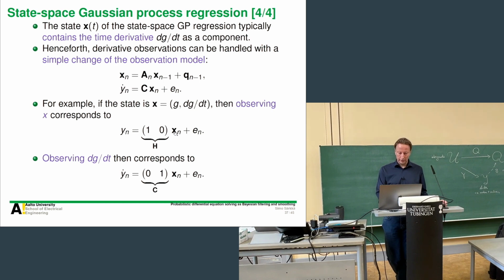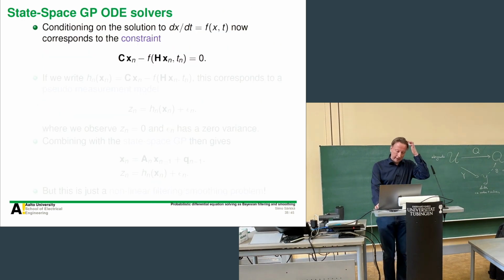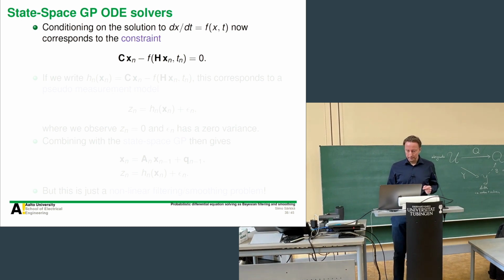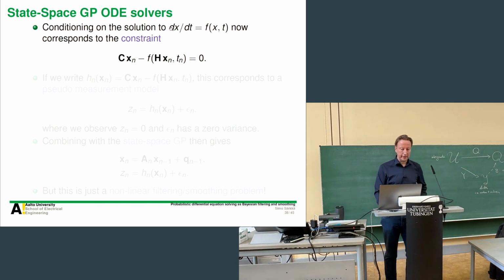Now recall that I'm going to use H for the measurement of the GP itself and then C for the other one. Then what we have is our constraint which we were starting from, which is that the derivative with respect to time should be equal to f of x, t, and then we can move the f to the left-hand side. So in the state-based representation, our constraint looks like this. It's like a derivative picking matrix times the state minus f evaluated at the Gaussian process picking matrix times x_n. It's equal to 0.